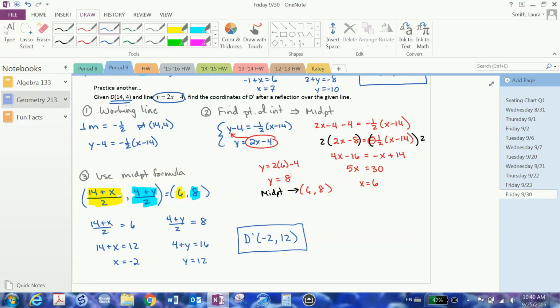So if you're looking for more practice, whether it's now or later, maybe getting ready for the test or something like that, I strongly suggest you take a look at section 2.4 in your textbook.